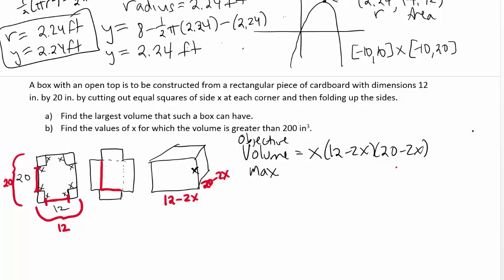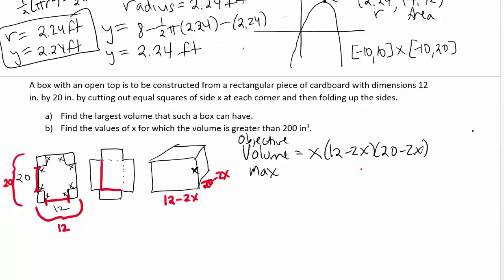The bad news is, if you were to FOIL all this out, which you're welcome to do but is not necessary, what degree would it be? Well, it would be an x times an x times an x, so that would be an x cubed. We do not have a vertex formula for cubic functions. We only have a vertex formula for quadratic functions. So this is not something that we could find the maximum of by hand. The only way to find this max would be to graph it. So this is one that we are going to have to use our calculator for.